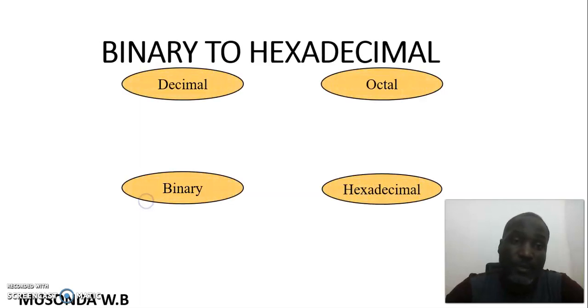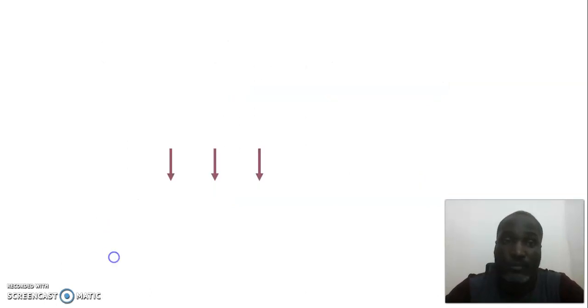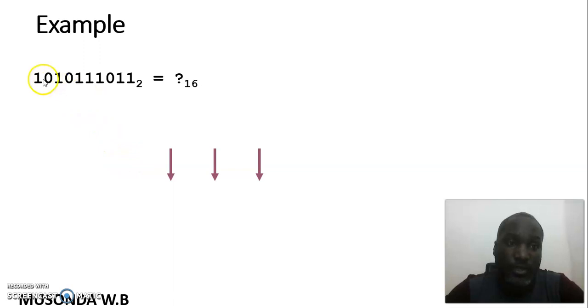Welcome to the last part of this continuation of tutorials under the number system and the conversion of different number systems to other number systems. This time we'll be looking at the conversion of a binary number to a hexadecimal number. To convert a number from its binary form to its hexadecimal equivalent, we basically have to group the bits in fours, starting from the right, and after that we convert to the hexadecimal digits. We have an example here.